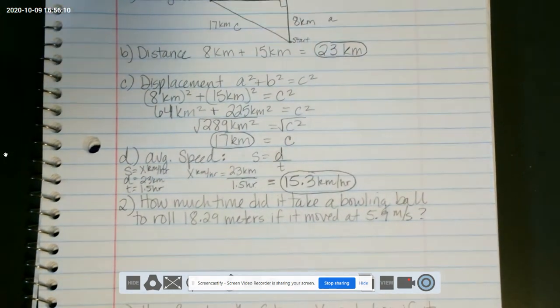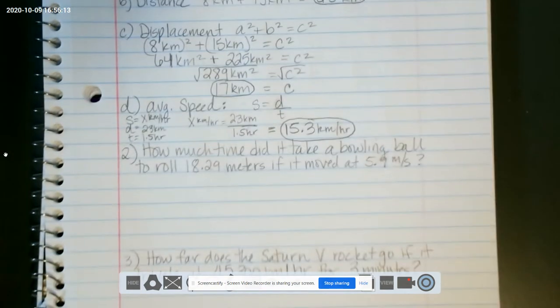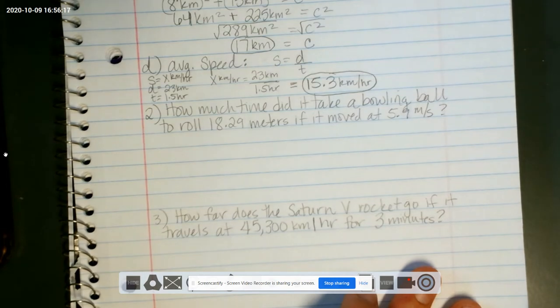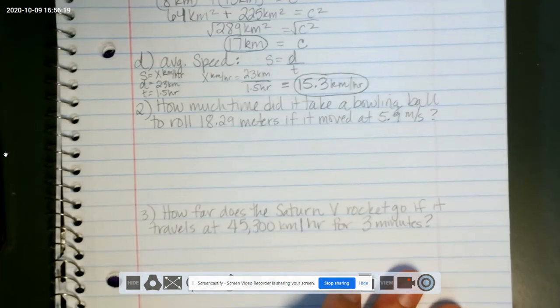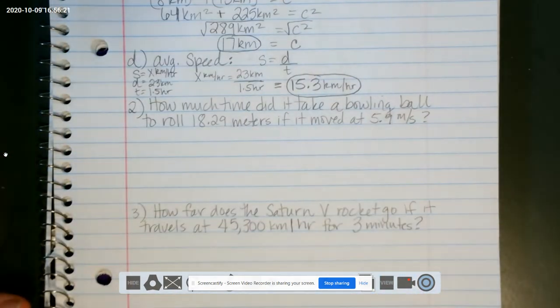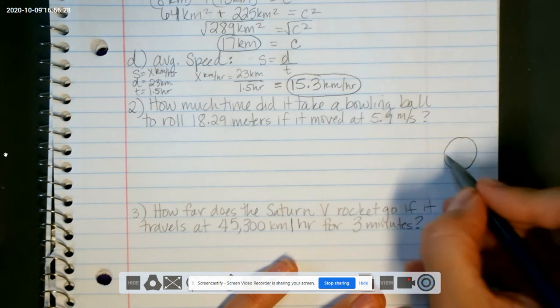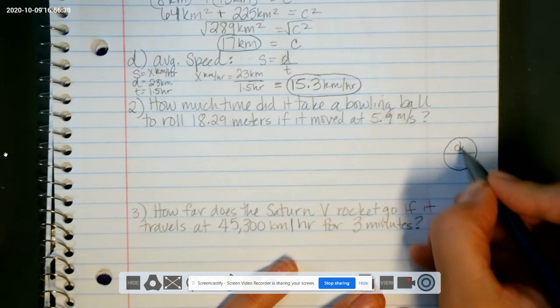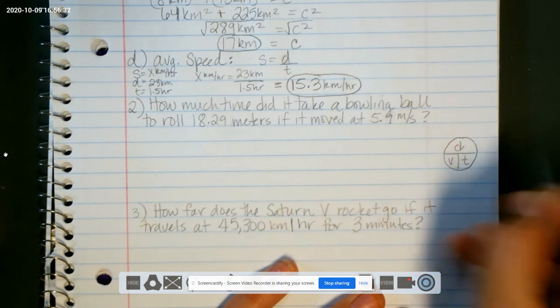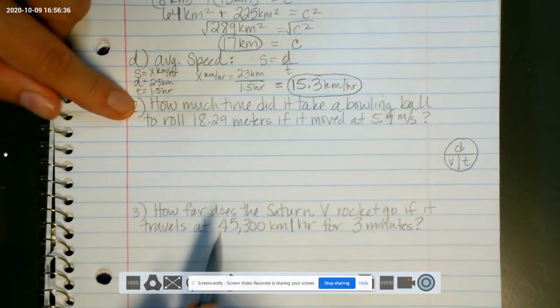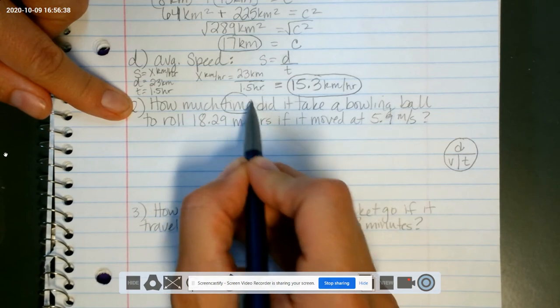So next one, let's move that up a little bit. So now we need to solve some velocity style problems. So just for the sake of remembering that we have that equation with a circle, I'm going to make the circle over here so we can use it if we need to. So distance on top, velocity and time on bottom. So this one says how much time, so remember that's what we need, so we're circling it.